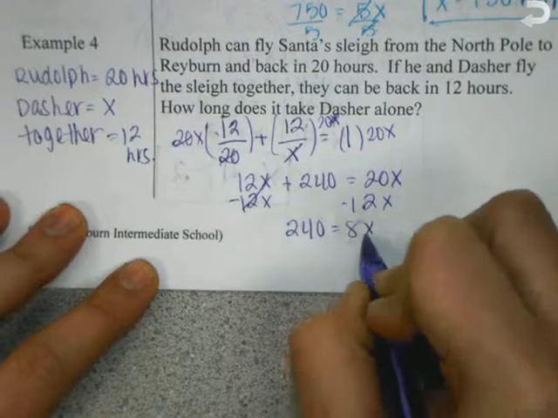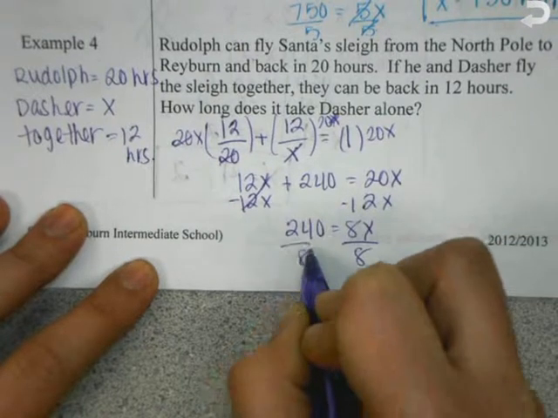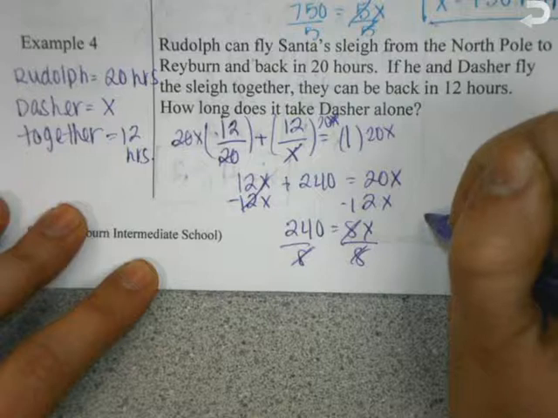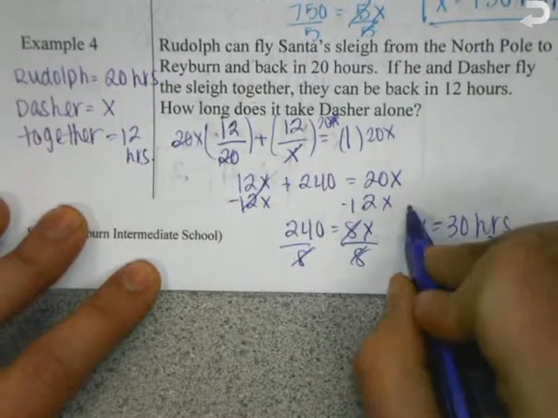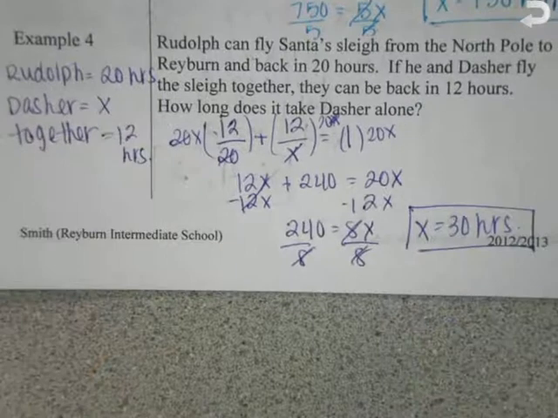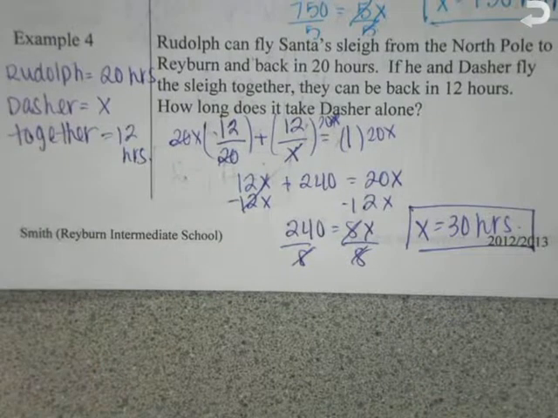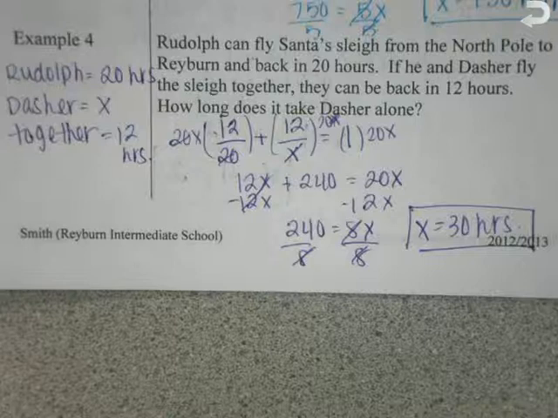30 hours. That's faster. No, it's slower. Rudolph is faster. Rudolph is only 20 hours. Okay? So you're going to use that formula every time. Together over individual plus together over individual always equals 1.